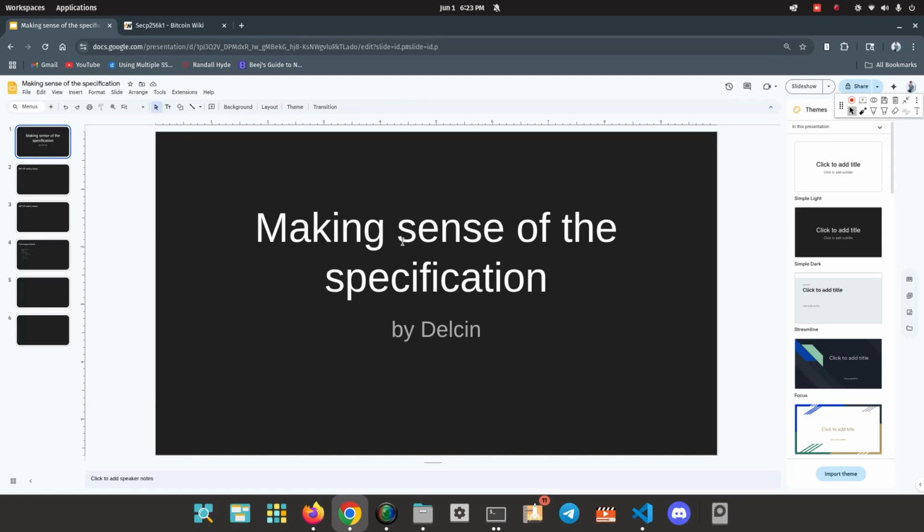So now we are going to make sense of the secp256k1 specification. We have already learned about the elliptic curves, modular arithmetic, all the basics. Here we will make use of Fermat's little theorem to understand certain concepts.